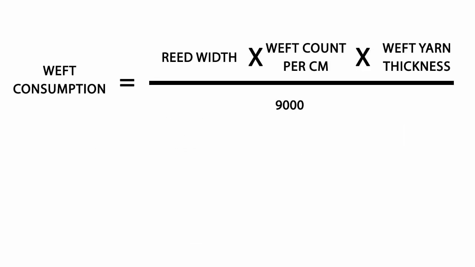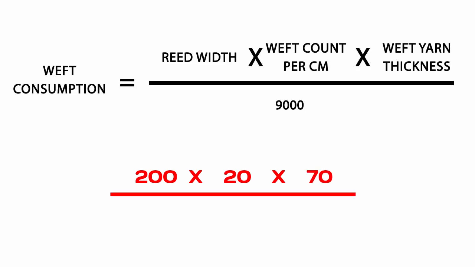Let's carry on with the weft consumption. We need to multiply the reed width, which is 200 centimeters, with the weft count per centimeter, which is 20, and the weft yarn thickness in denier, which is 70, and divide by 9,000 again. That makes 31 grams per meter.